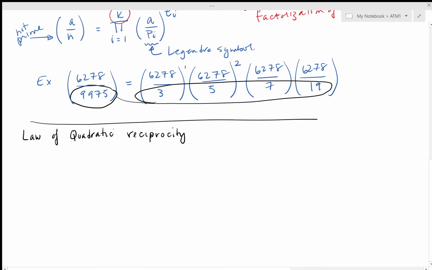Okay, a couple things. We're going to have two primes, P and Q. Let P and Q be distinct primes.